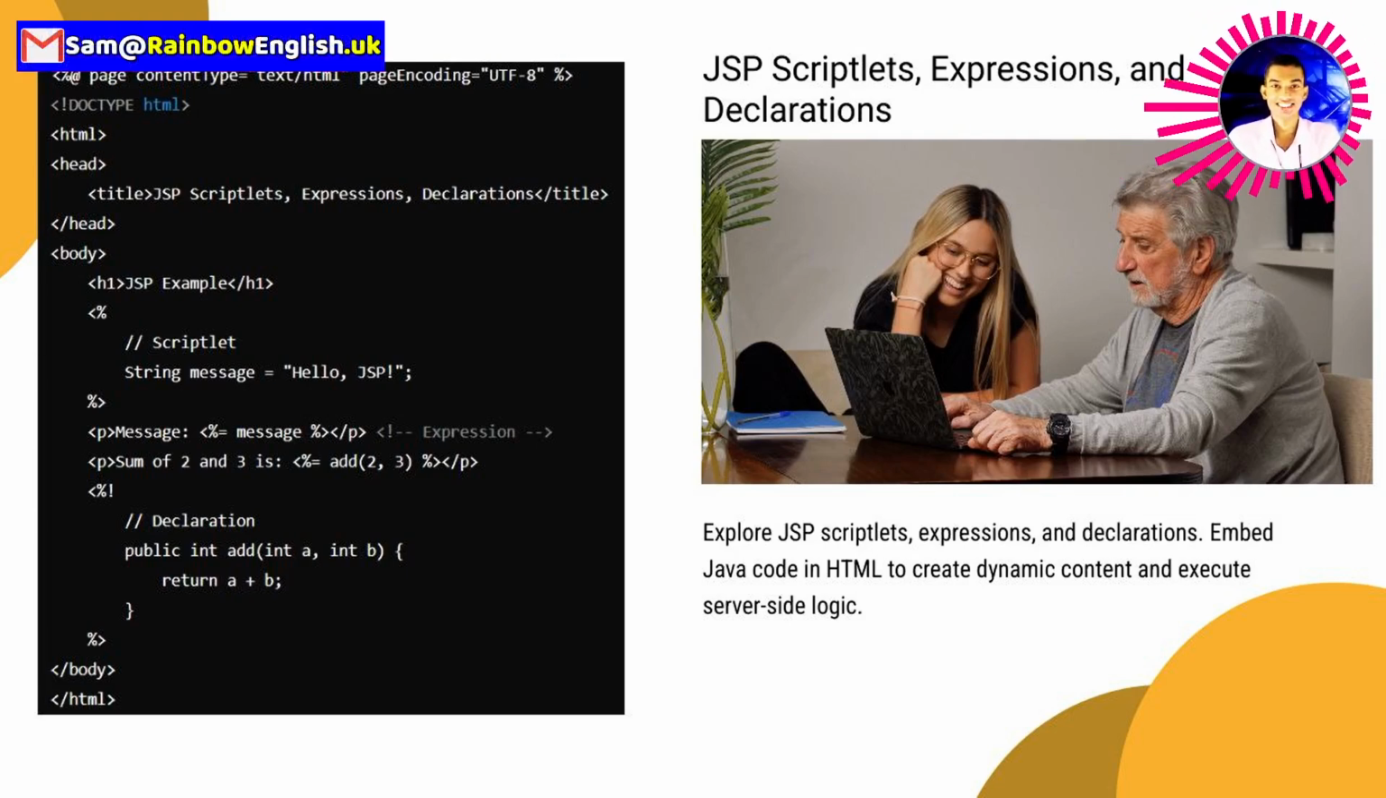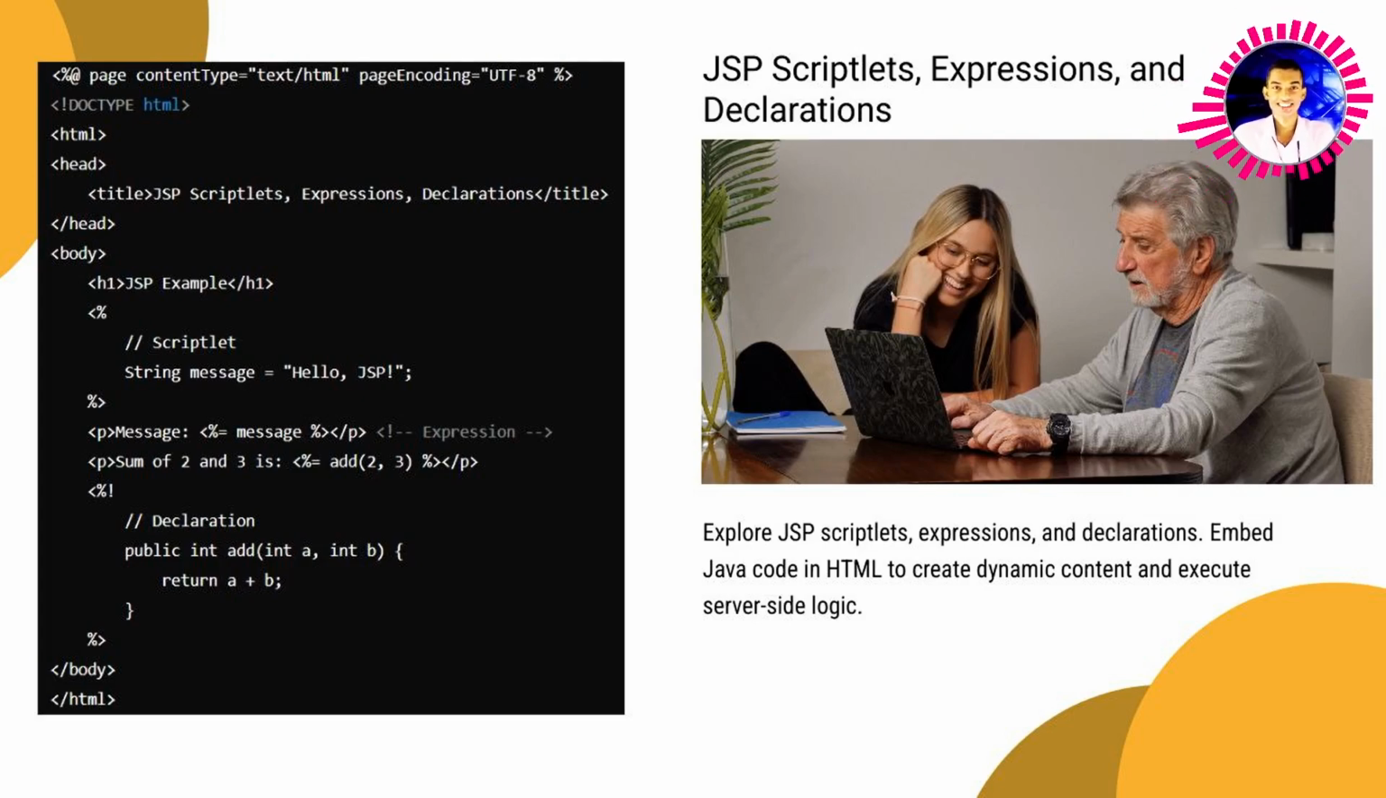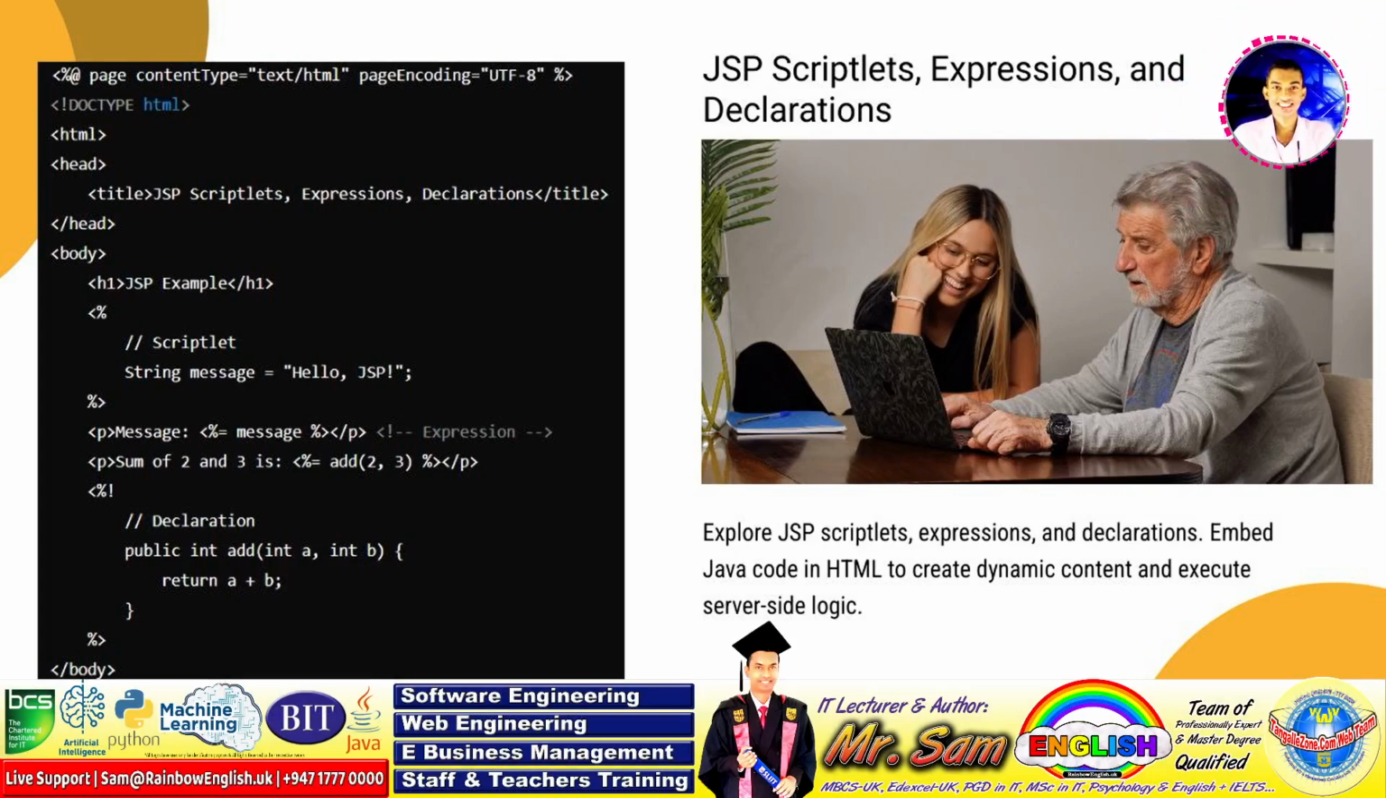Declarations, enclosed within <%! %>, are used to declare variables and methods that are accessible throughout the JSP page. Let's see an example of each. We'll create a JSP page that uses a scriptlet to initialize a variable, an expression to display its value, and a declaration to define a method.